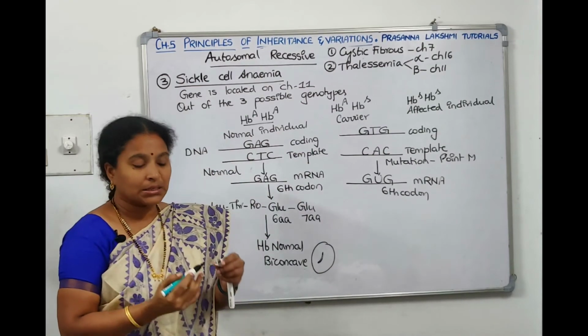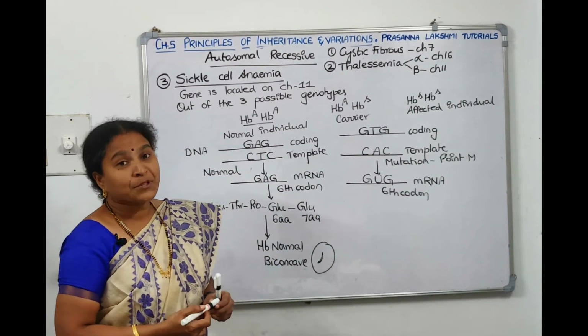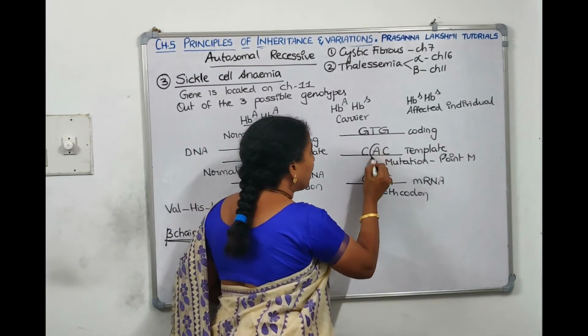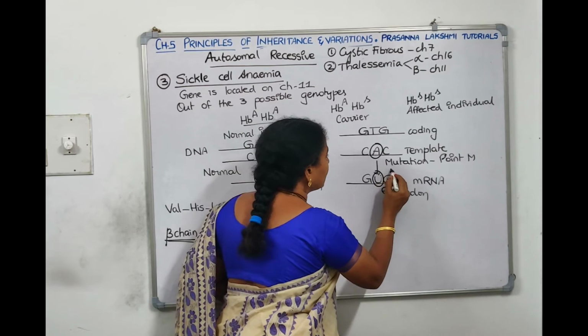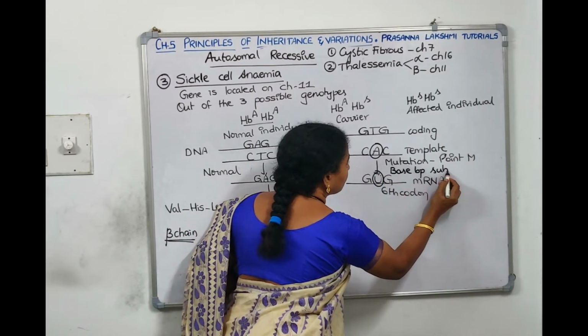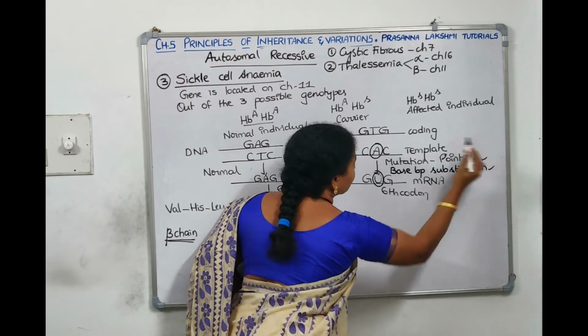So sickle cell anemia is a classical example of point mutation, and it is substitution. It's not deletion, it's not insertion. There is substitution of A with U. So it comes under base pair substitution. It comes under point mutation.